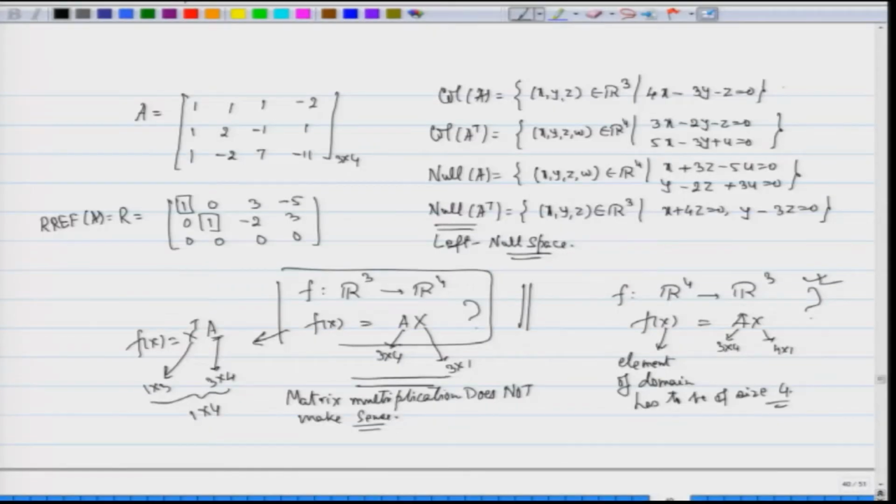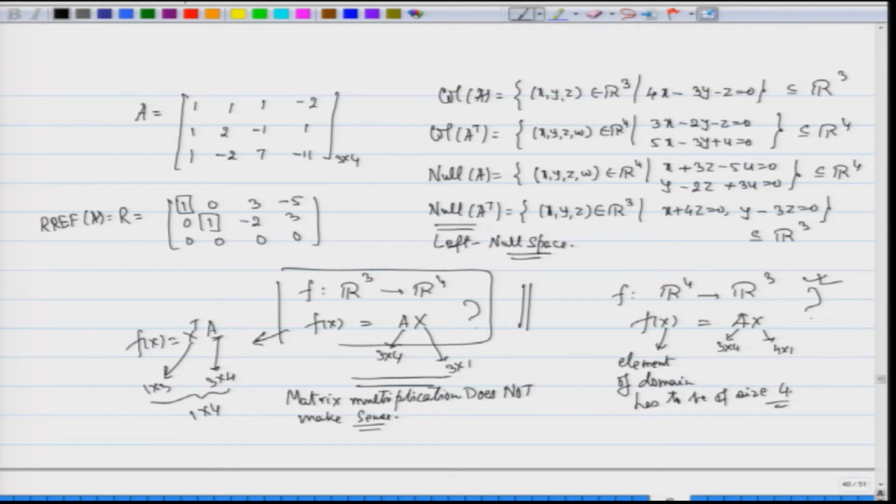Fine. So if I look at the column space of A, it is a subset of R3. What about the null space? You are looking at all x, y, z, w, 4 of them, so this is a subset of R4. And this is a subset of R3. Fine. Look at it nicely and understand it.